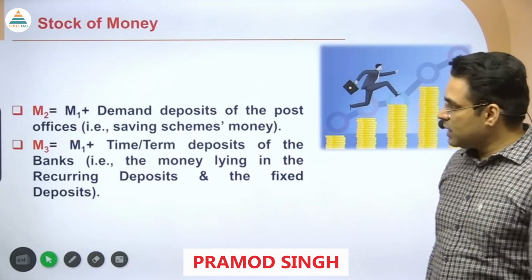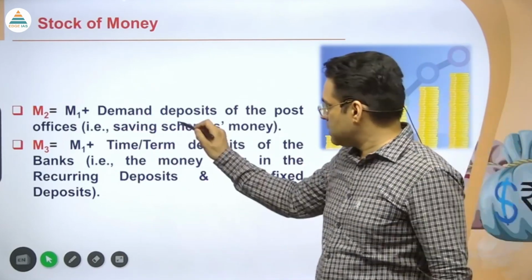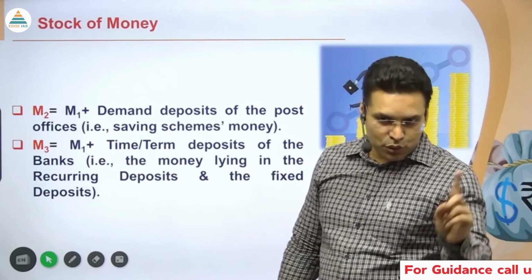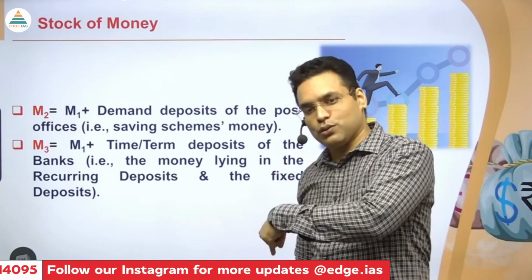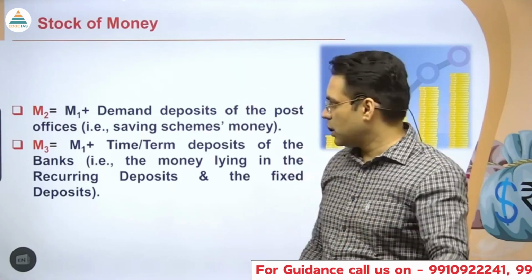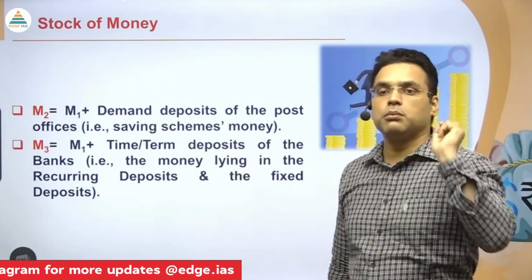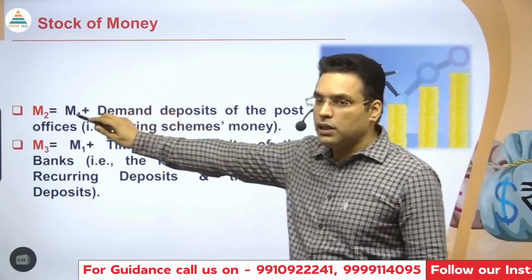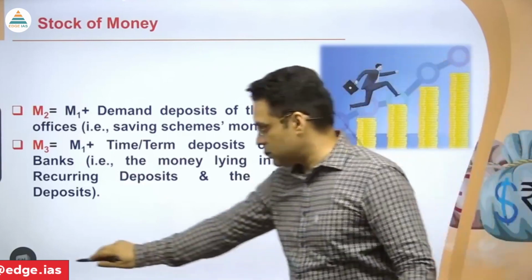Then comes M2. Now what is M2? Remember M1 already, plus demand deposit of post office. Now what is post office? You can open a bank account in post office also. Do you know that? Post office allows you to open a saving account. So your deposit with post office in the form of saving scheme money, which means you can also withdraw whenever you want. But that is included in M2. वो M1 का part नहीं है. Now let me explain this concept to you.